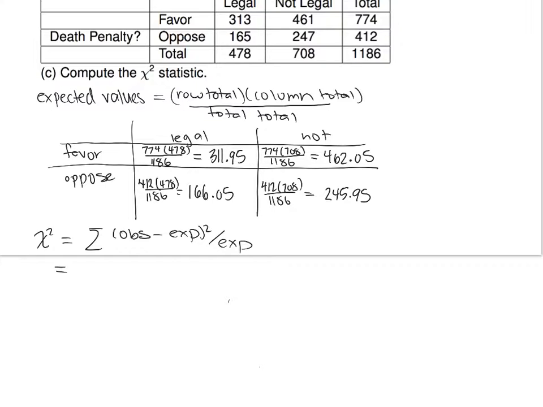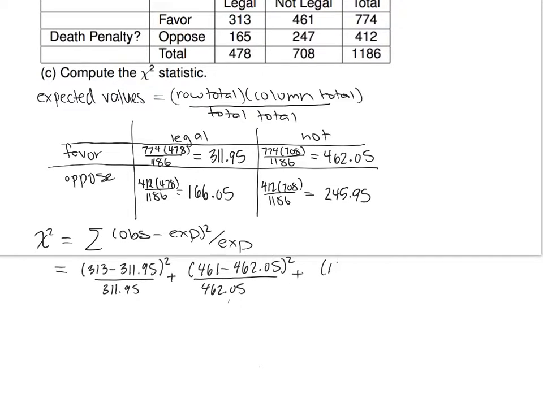So just go in the table, I'm going to go across the first row and the second row. So what is the first observed value? 313. And what did you expect to see there? 311.95. Squared over 311.95. Okay, and then next row over, what did you observe? 461. Minus, you expected to see 462.05, squared over 462.05. And then just keep going.